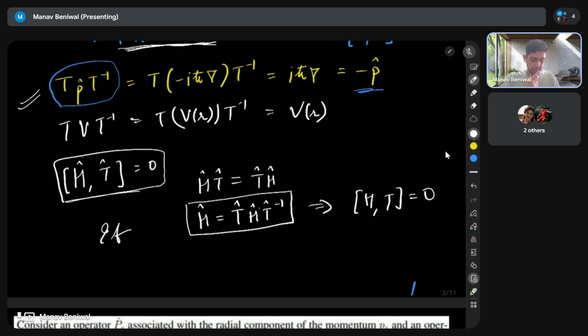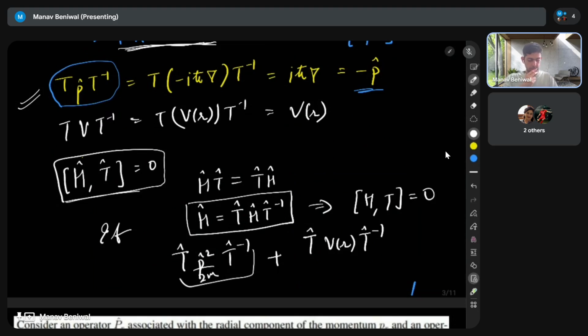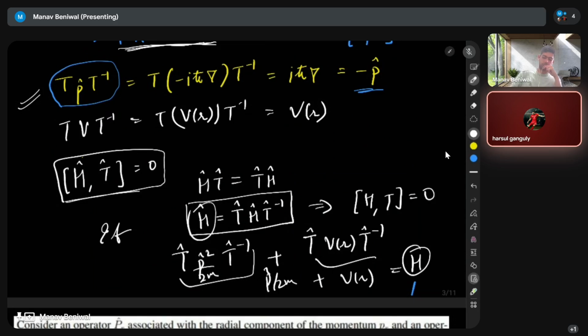So I want to see if this statement is true. Instead of H, I am doing this thing. First I am doing p squared by 2m, and then I am doing this thing. Both of these give me p squared by 2m and V of r. Adding, we again get the Hamiltonian. So we prove that this RHS and LHS are the same. Now does this make a little more sense, why we are doing this T inverse?